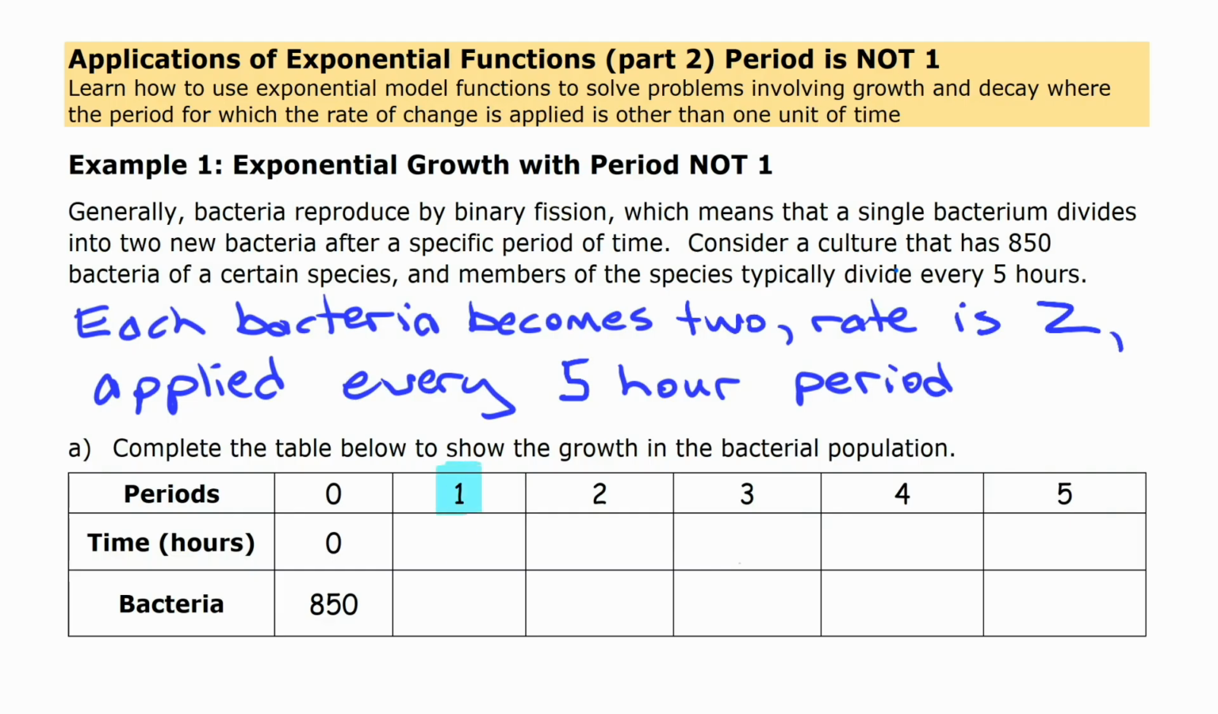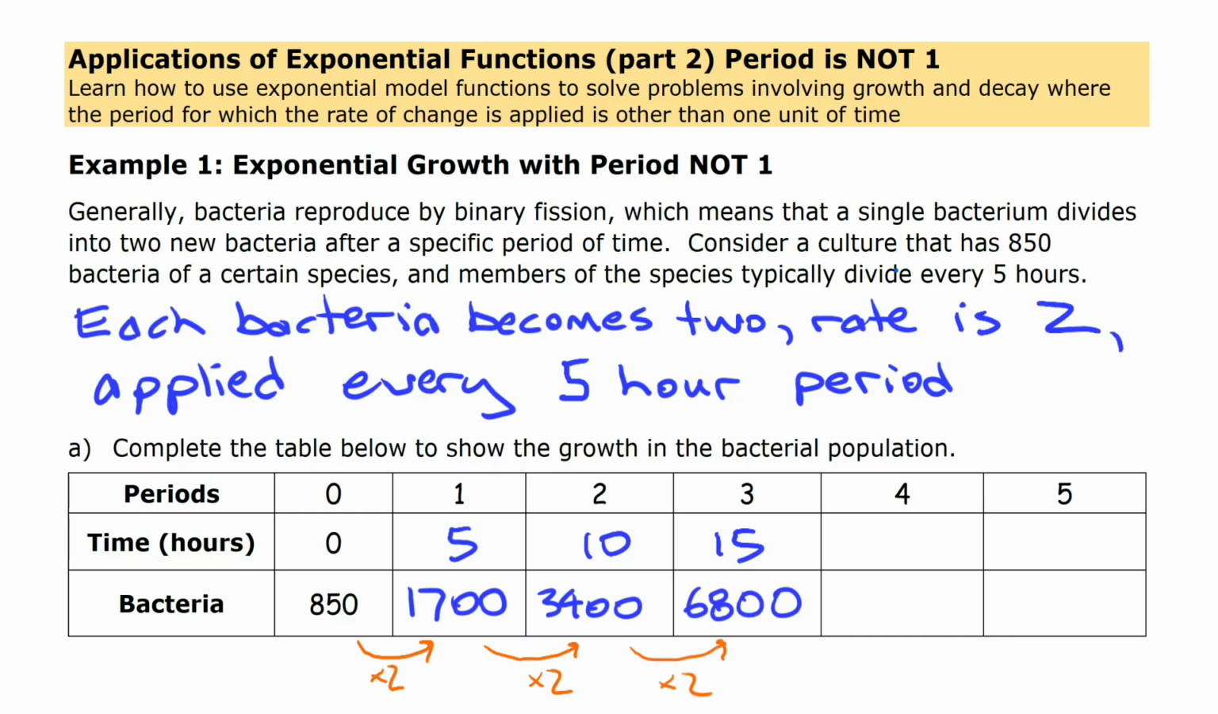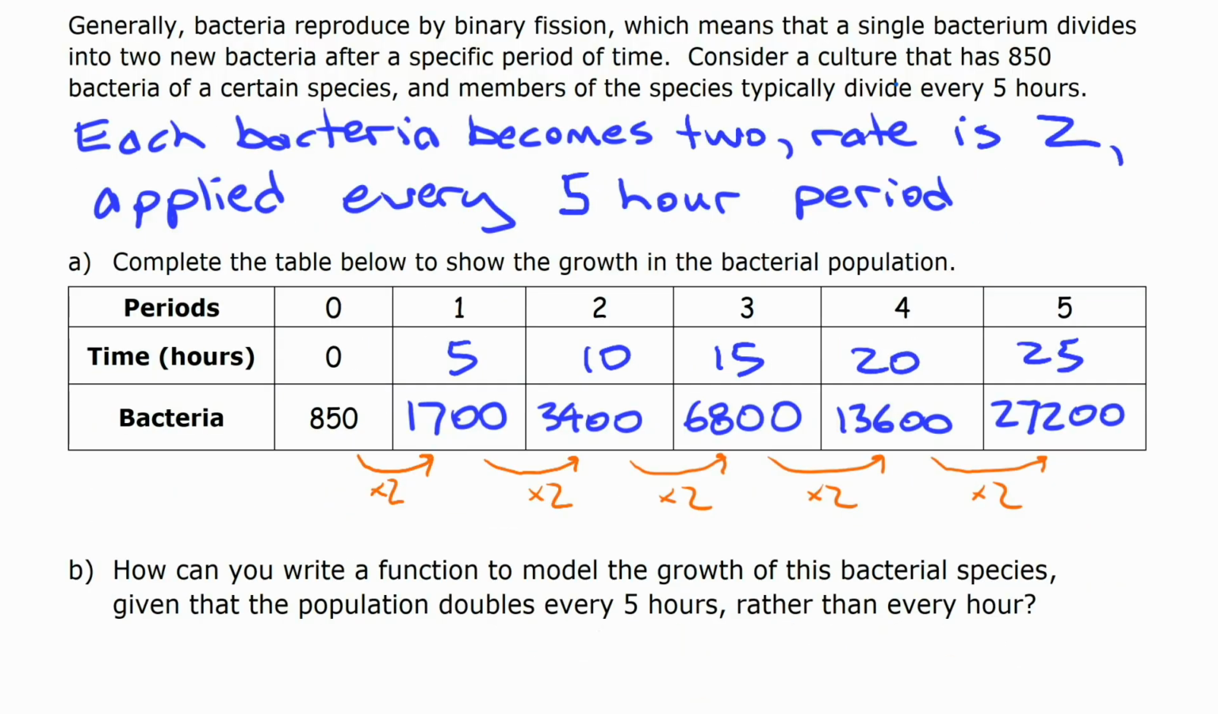After 1 period of time, that's 5 hours, right? And it's doubled once, been multiplied by 2 if the rate is 2, and so 850 becomes 1700. After 2 periods, or 10 hours, it becomes double that again, right? And so on, 15 hours, doubled again. 6,800, 20 hours, doubled again to 13,600, and then the last one in my table here is 25 hours or 5 periods, doubled again to 27,200.